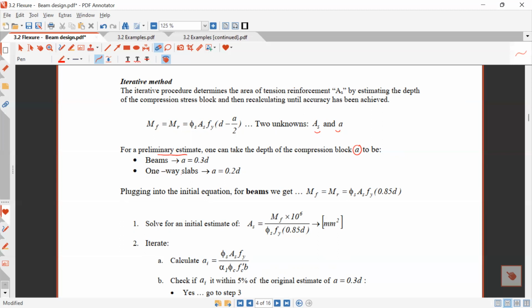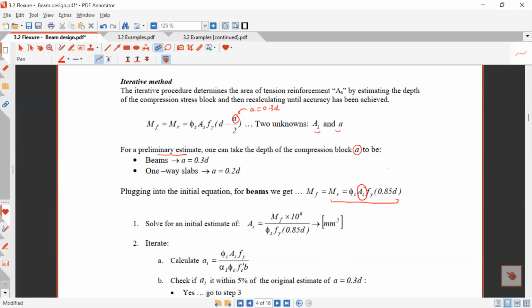We'll see later something called one-way slabs. We'll use a different estimate for that. But for beams, a good starting point for A is 0.3D. So if I put in A equals 0.3D, this equation would end up being like this, and the only unknown here would be AS. So it's going to be much faster.